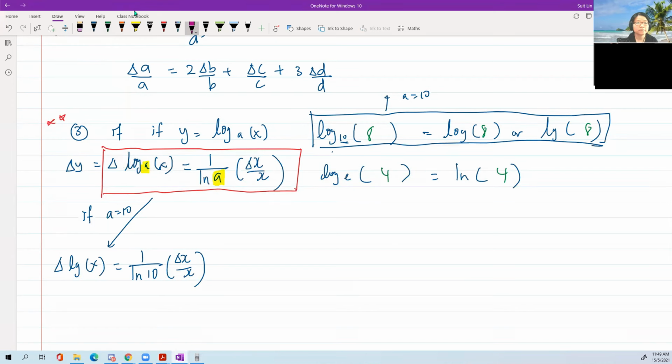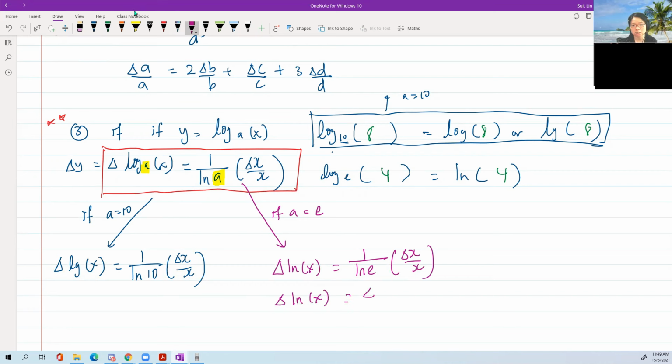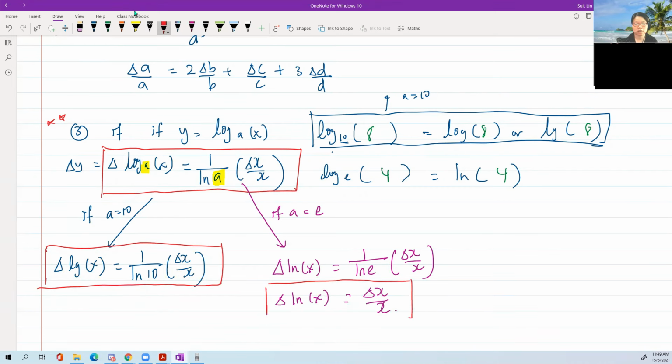Next case. If A is equal to exponent, then the uncertainty of ln X will be equal to 1 over ln E times uncertainty in X over X. But 1 over ln E is 1. So this one would be uncertainty in X over X. So you have this and you have this. Can? Depending on the question, no. Different question is different.